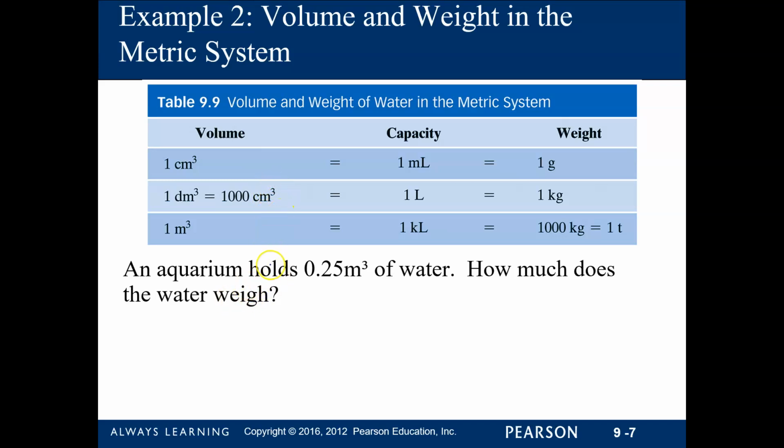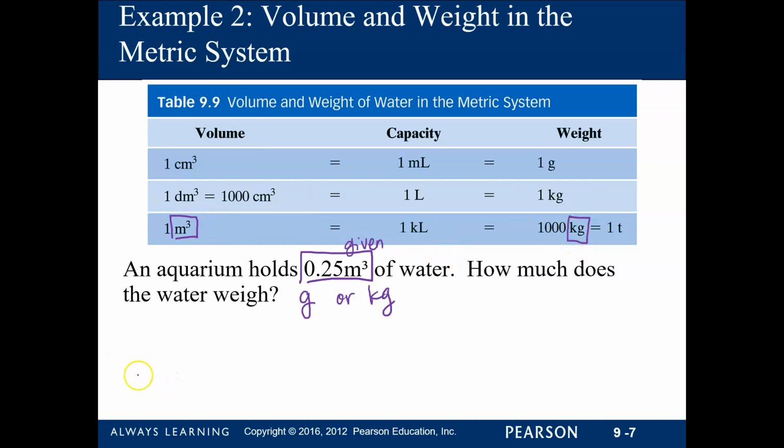In this word problem, we have an aquarium that holds 0.25 cubic meters. This is our given. The question is, how much does the water weigh? In this case, we have 2 options. When we talk about weight, we can change either to grams or to kilograms. Between grams and kilograms, cubic meters could easily be converted to kilograms, so it's this last conversion.